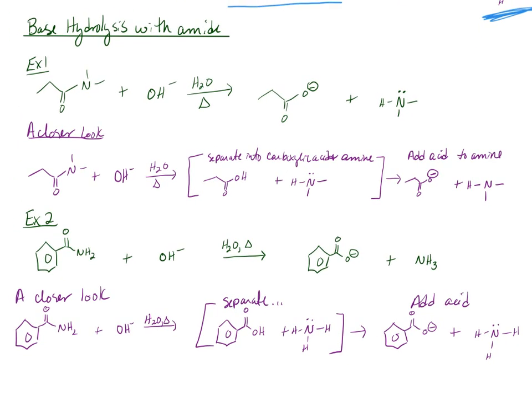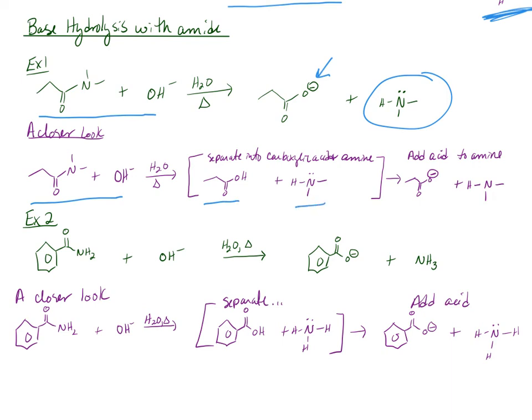Okay, now the base hydrolysis with the amide is the same thing. The only difference is instead of ending up with a hydrogen that's extra on your amine, you end up with a negative charge on your carboxylic acid. So let's go through this. We have an amide and we have a base. Let me scroll down to the closer look version of it. Let's separate out our amide into a carboxylic acid and an amine. So here's our carboxylic acid, here's our amine.